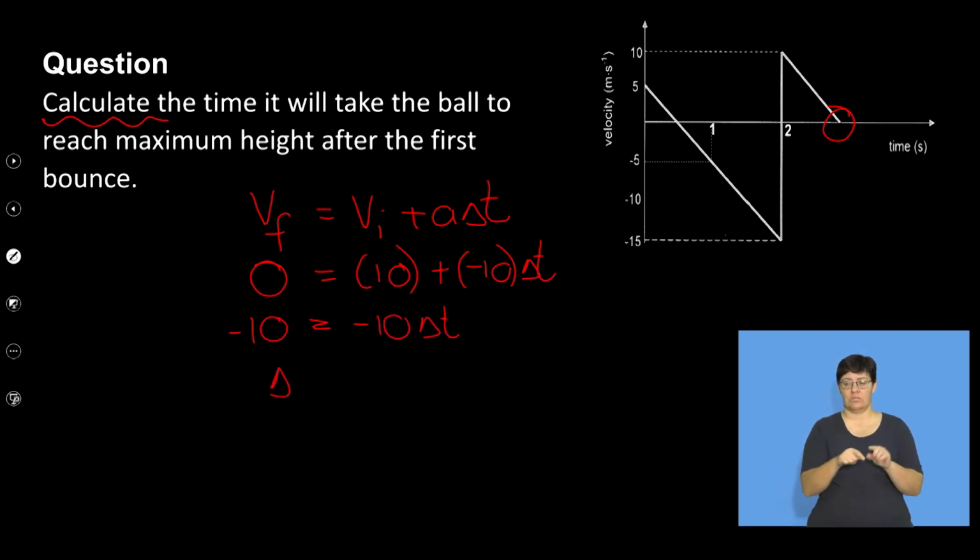So delta T is 1 second. They just wanted to know, calculate the time it will take the ball to reach maximum height. It'll take 1 second to reach its new maximum height. Okay?